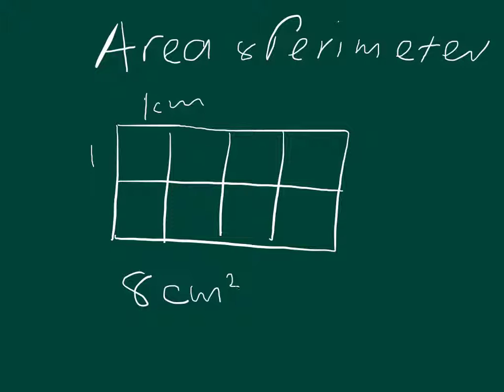We write a little 2, and that shows that it's an area of 1 centimetre squared times 8. So we have 8 centimetres squared.